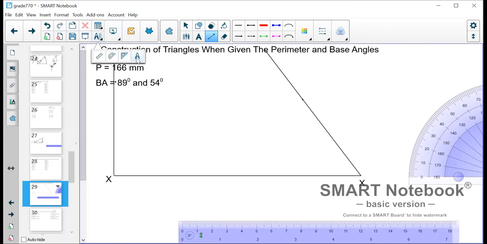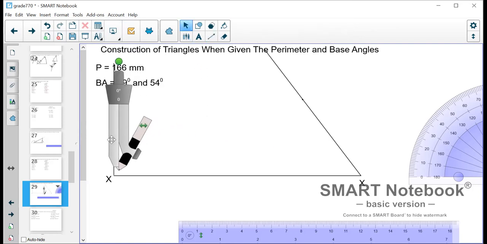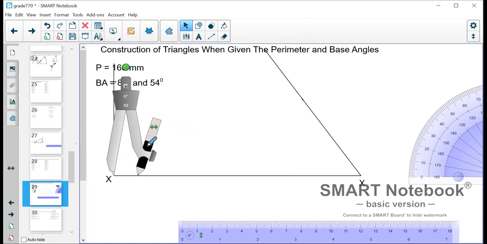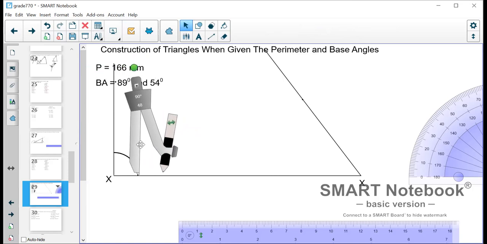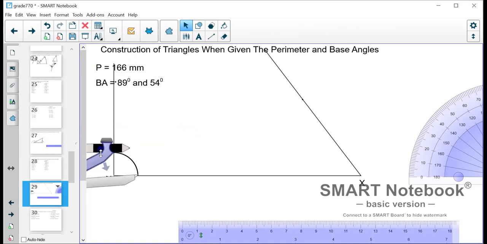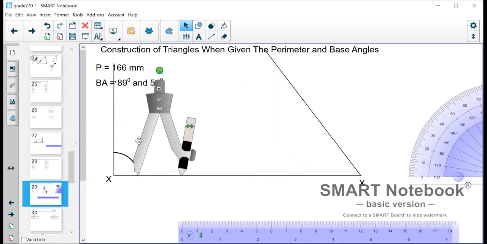So the next step is that we bisect these two angles. We bisect both of the angles. We can remember how to bisect an angle: we scribe the arc, and we go from one and we can open to the other or a little beyond, and we scribe our two arcs.